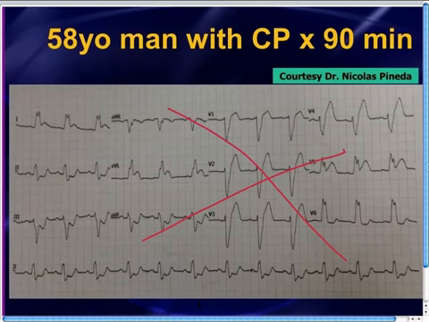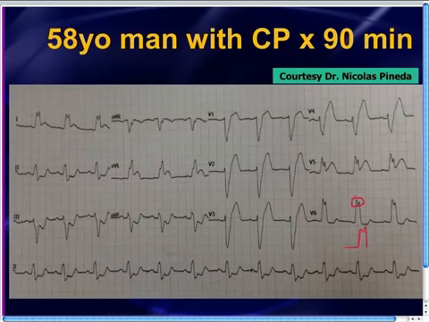Before we get into that, we first of all have to define a left bundle. So a left bundle branch block pattern, what are the criteria? First of all, you have to have a wide QRS. It's got to be at least 120 milliseconds. Lead V6 typically has this rabbit ear pattern, an RS-R prime type of pattern, often present in V5 as well. And typically in lead V1, you've got a little R and a deep, wide S wave. Sometimes you just have this QS type of pattern in V1, and that usually persists out in V2 and V3.